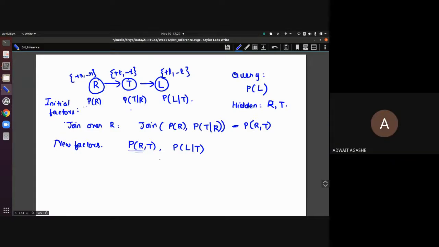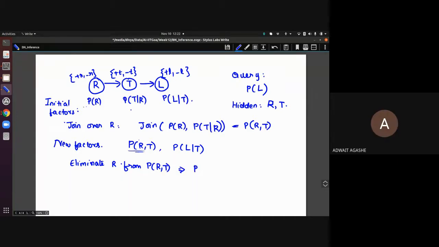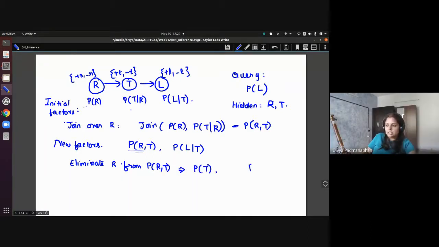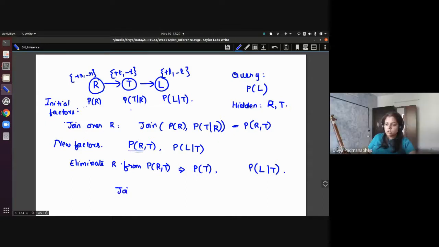We can eliminate R first. So you can eliminate R from the factor P of RT. That is going to give you P of T and P of L given T. So now your factors are P of T and P of L given T. And now what can you do? Join over T. So the new factors are P of T and P of L given T, and you just do a join of them. It's understood that it's a join over T.